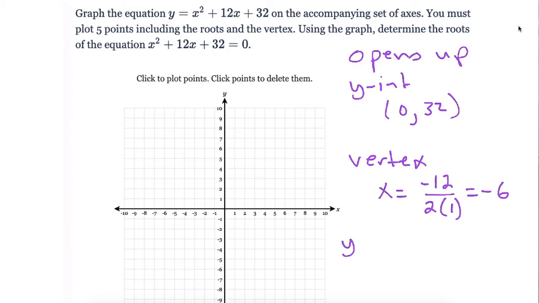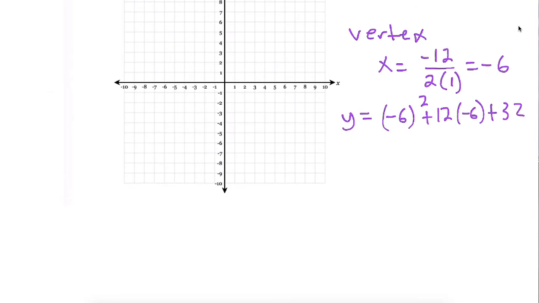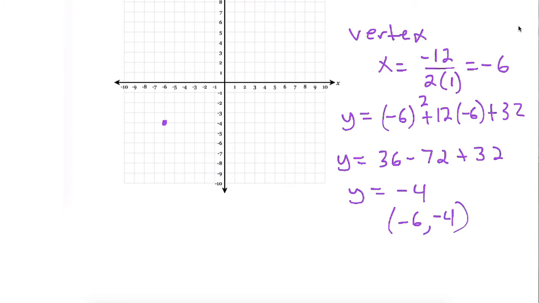So if I find the y value that goes along with that, I got negative 6 squared plus 12 times negative 6 plus 32. Now, you maybe need a calculator on this to calculate that. Maybe you can do it in your head. If I do it in my head, this is 36. This is going to be minus 72 plus 32. And I end up with y is equal to 36, and 32 is 68. 68 minus 72 is negative 4. So negative 6, negative 4 is my vertex right there. Negative 6, comma, negative 4 is my vertex.